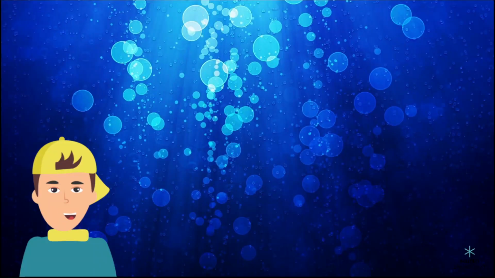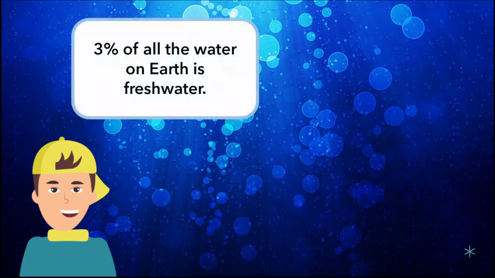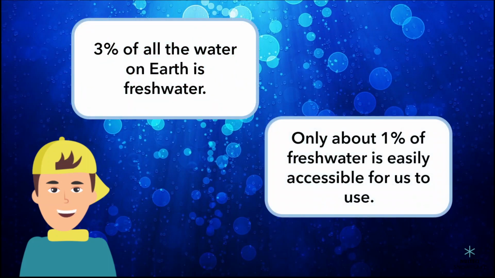So, how much fresh water is there on Earth? Well, only about 3% of all the water on Earth is fresh water, and of that, only about 1% is easily accessible for us to use. That's not a lot! It's important that we use fresh water responsibly, and try to conserve it as much as possible.